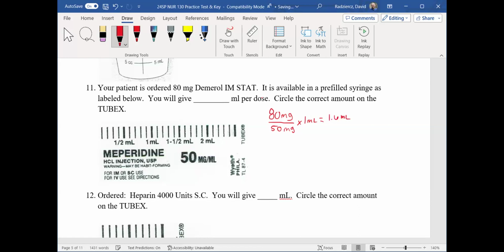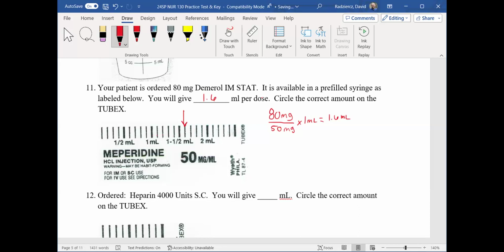Okay, so 1.6. And then I want to make sure I mark that on the syringe. So what I'm looking for is, are these tick marks in 0.1 increments? So if it is, then it should add up. So this would be 1.0, 1.1, 1.2, 1.3, 1.4, 1.5. So then I would put a mark here at 1.6.